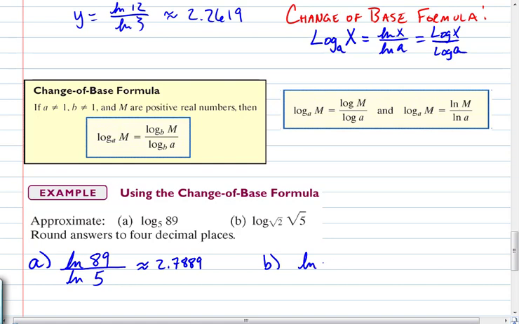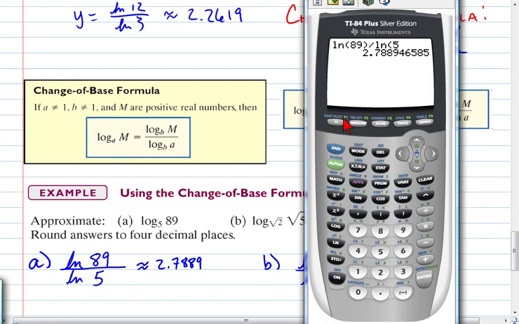On B, we have log base square root of 2 of square root of 5. This is going to be the natural log of the square root of 5 over the natural log of the square root of 2. I don't know why I put that in parentheses. You didn't have to. You do have to be careful about how you type this in, though. So there's our natural log. And when we hit square root, we hit second x squared, because it's an inverse function, 5. Close the parentheses for the radical, then close them again for the log, and divide it by natural log of the square root of 2.